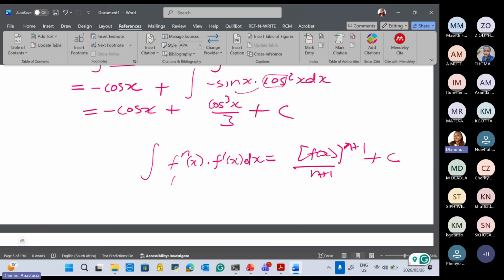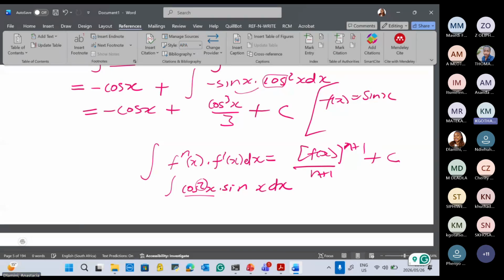Now, in this case, we have the integral of cos squared x sine x dx. I looked at this first. This cosine function is a power. So if I take this function to be f of x, which will be what? Cos of x, isn't it? Now, what is the derivative of cos of x? Negative sine x.